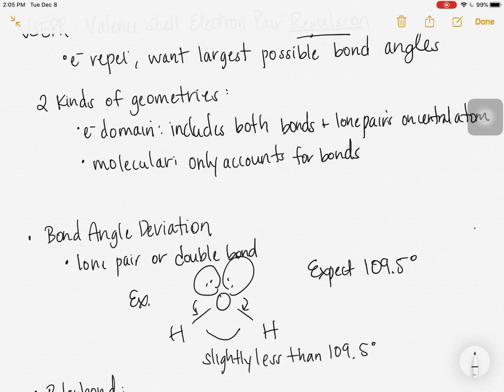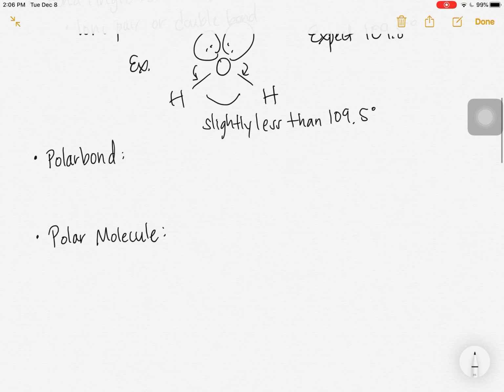Okay, but the important thing here is for you to know when to expect that deviation with the lone pairs on a central atom or with double bonds. Okay, and again, keep in mind, most of the time the question is, what's the approximate bond angle? Well, it's approximately 109.5, okay, but there is some deviation.